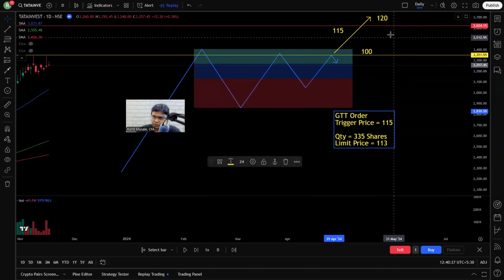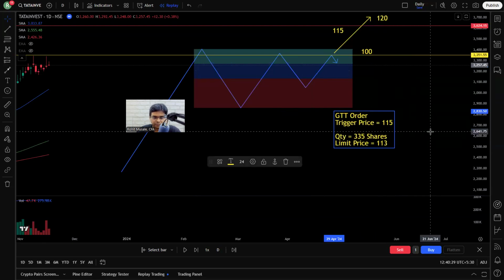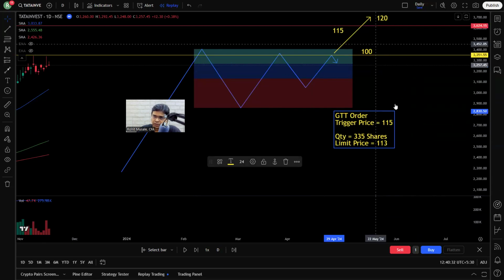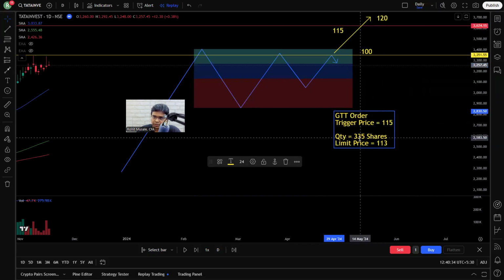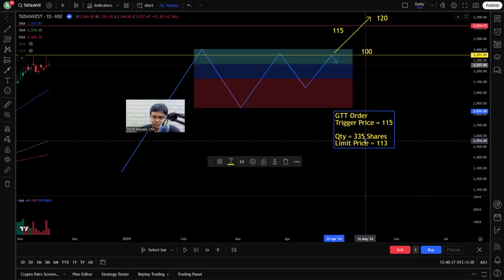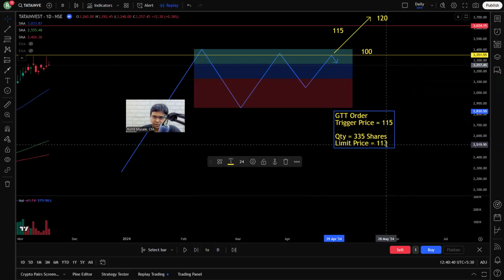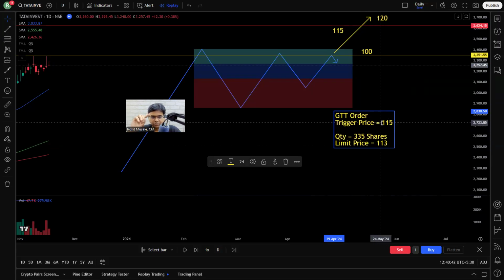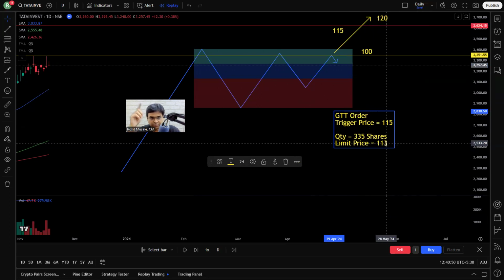See, now trigger price. Let's say the price starts to drop from 120. It goes to 115, so the order gets triggered. This order goes to the exchange. You want to sell 335 shares at 113 or more. At the time the order reaches the exchange, what's the price? 115 or very close to 115, which is higher than 113. That means your order will get executed, right? Because you are telling the exchange, please sell the stock at 113 or higher, whichever is better. Correct?